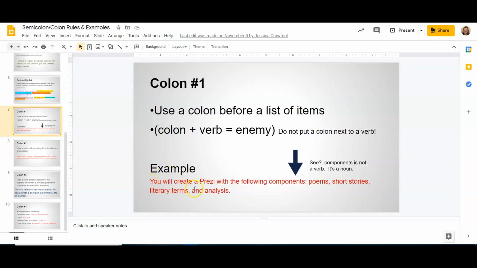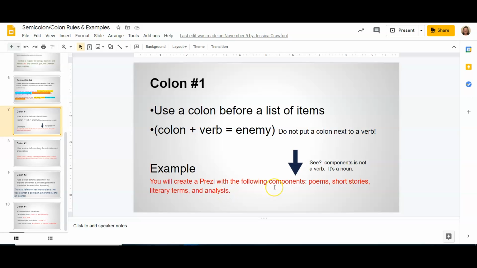So here's an example of it used correctly. You will create a Prezi with the following components. And I want you to see that components is a noun. It means parts or pieces. So I can use components, colon, and then my list of the things that go into your Prezi.